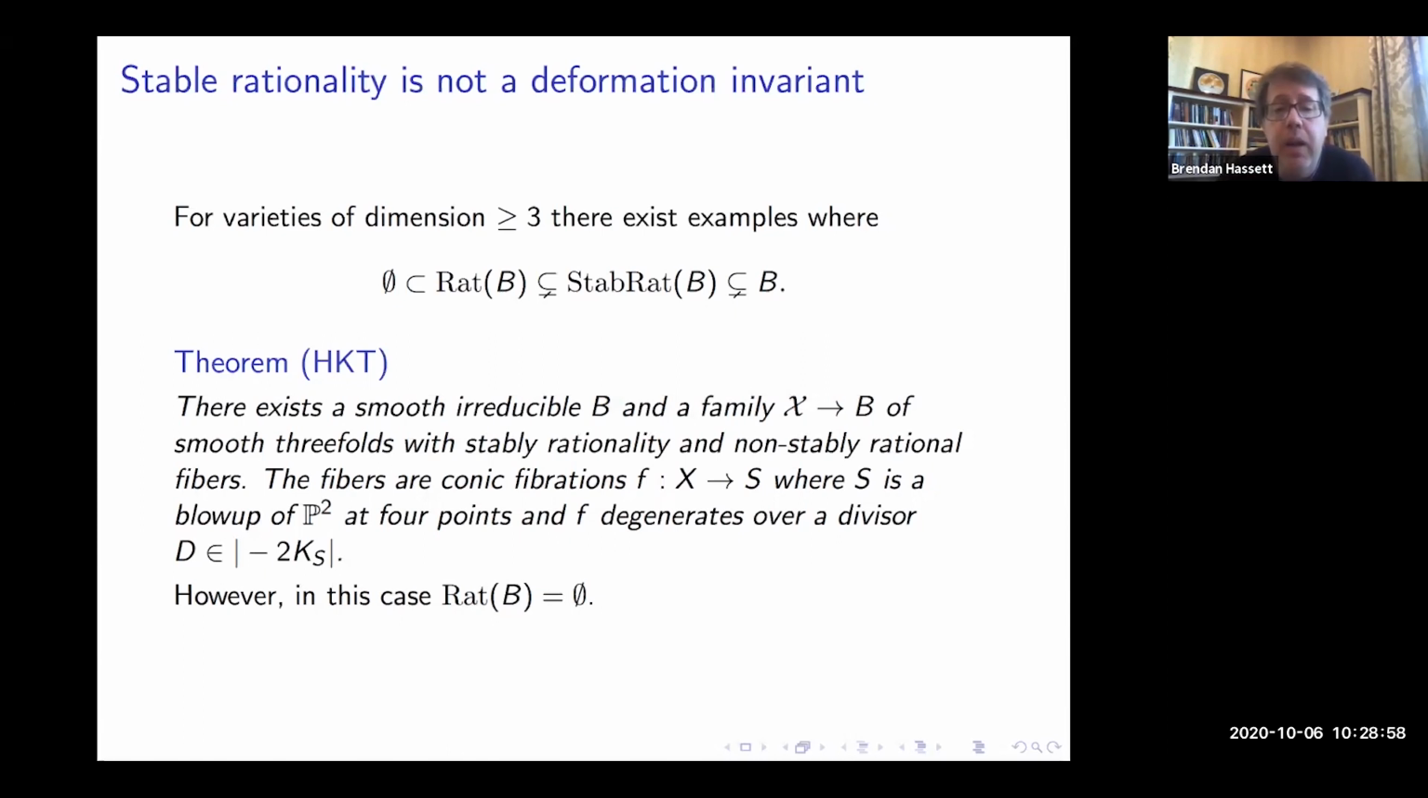And so here I could give a whole talk summarizing the argument, but I wanted to just give examples illustrating the possible inclusions that could appear. So I won't dwell on this too much. In the specific example that we look at, the locus of rational examples is trivial. So we don't have strict inclusion in the first containment. So for threefolds, stable rationality is not deformation invariant.